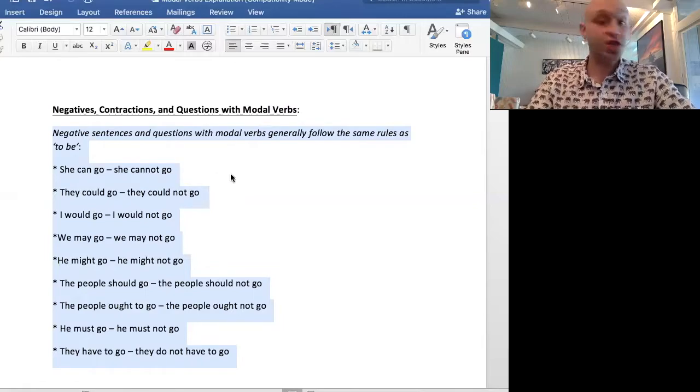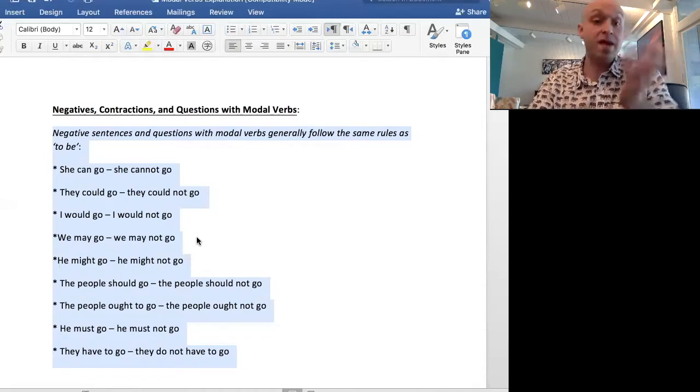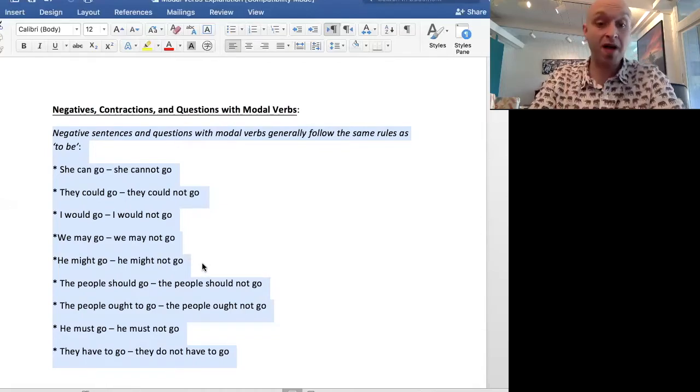She can go, she cannot go. They could not go. I would not go. We may go, we may not go. He might go, he might not go. The people should go, the people should not go. The people ought to go, the people ought not go. He must go, e quase ninguém fala ought not. Talvez na Inglaterra, Austrália, mas aqui nos Estados Unidos nunca falei ought not. He must go, he must not go. They have to go, they don't have to go.